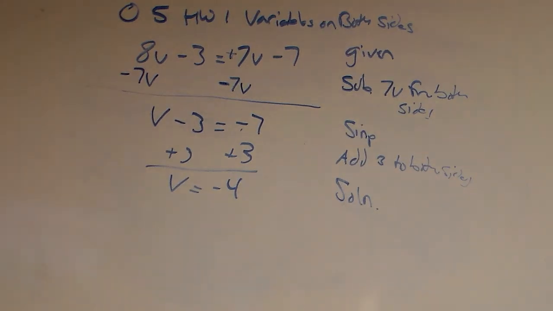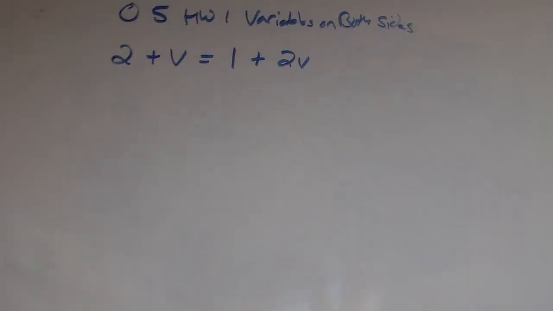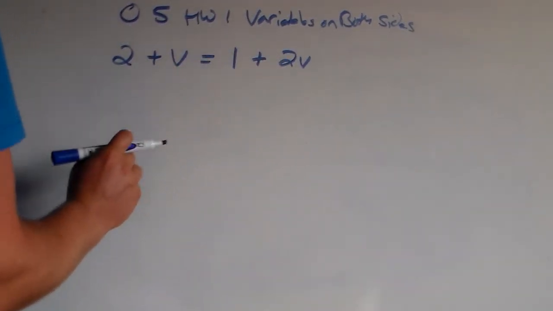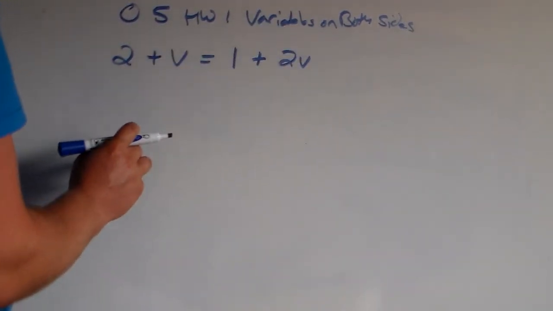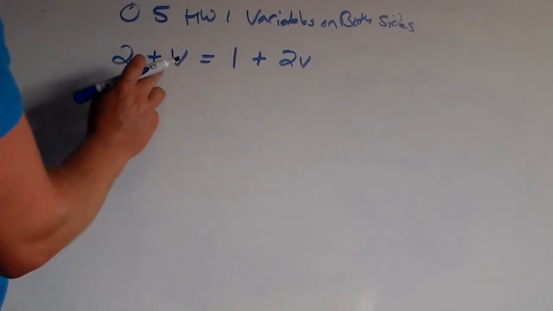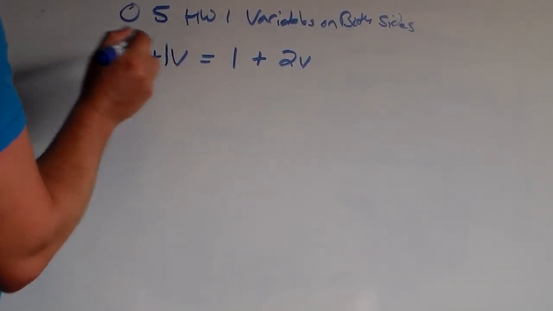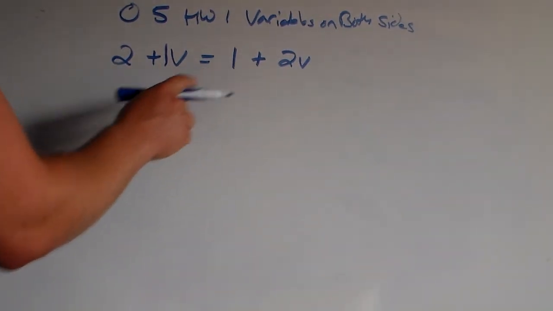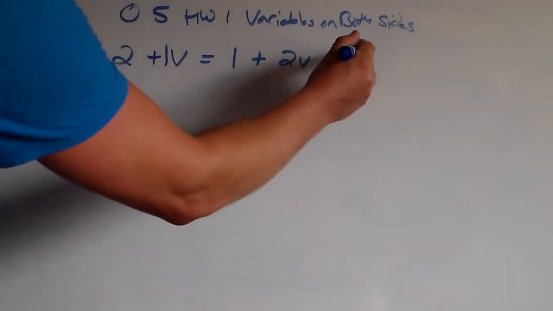Next up is problem number 3. Now this is problem number 3 here on our homework worksheet. We have 2 plus v equals 1 plus 2v. Now, notice we have a v on both sides of this equal sign, known as variables on both sides here. Now 2 plus v, well, you know there's an imaginary 1 in front of that v, so it's 2 plus 1v equals 1 plus 2v, and that's given to us.